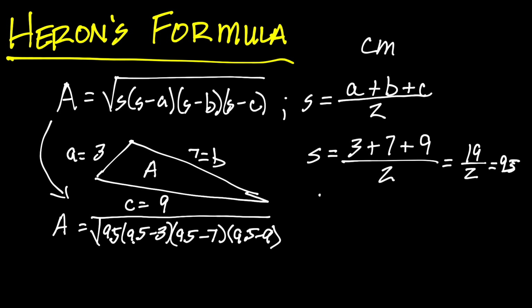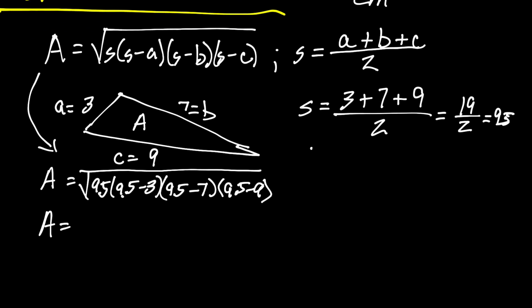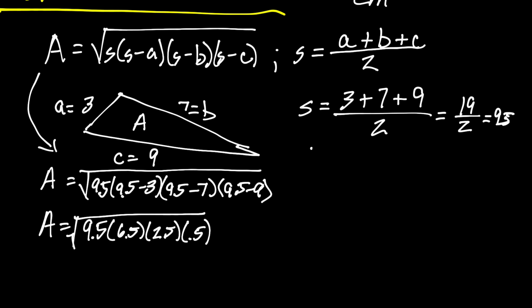So we will go ahead, type this into the calculator, and we'd get, well, we'll do it step by step here. 9.5 minus 3 is 6.5, 9.5 minus 7 is 2.5, and 9.5 minus 9 is 0.5. And then at the end, when we multiply all this stuff together, we have to remember to take the square root. So I'm going to go ahead in my calculator and multiply 9.5 times 6.5 times 2.5 times 0.5. So I'm coming up with a product of 77.1875.